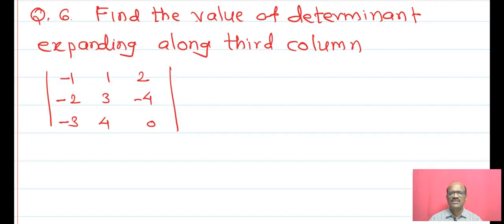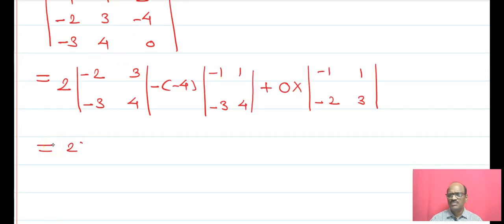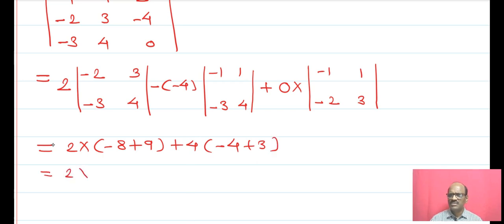Now we'll see the last question. Find the value of the determinant expanding along the third column. The third column is 2, minus 4, 0. Now we'll see. That is 2 into the determinant minus 2 3, minus 3 4, minus, in bracket, minus 4 into the determinant minus 1 1, minus 3 4, plus 0 into the last determinant. The value of that determinant is 0. That is 2 into 1 plus 4 into minus 1, that is 2 minus 4, that is equal to minus 2.